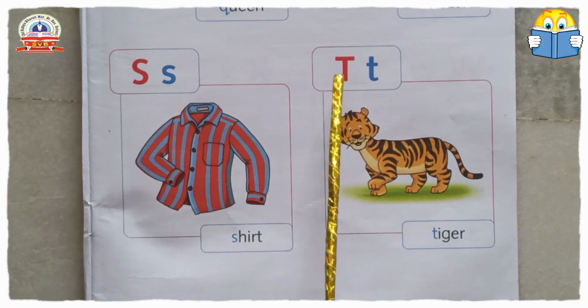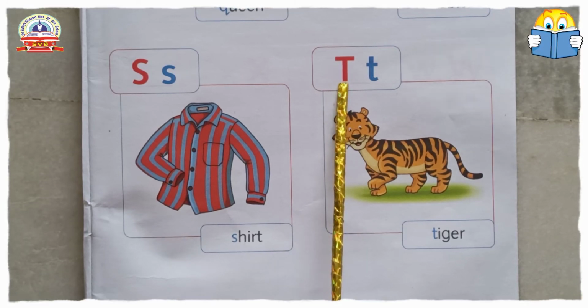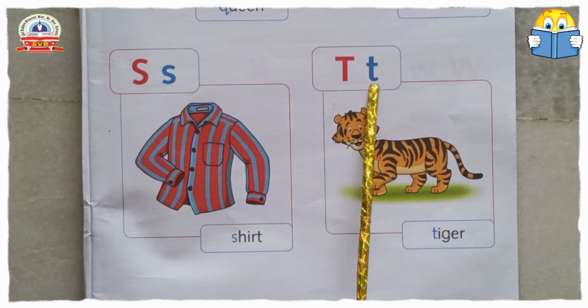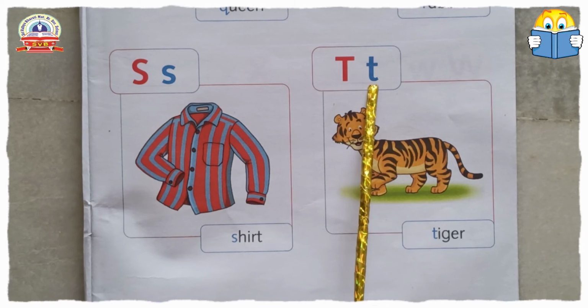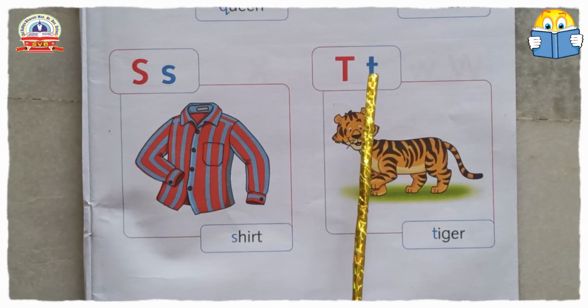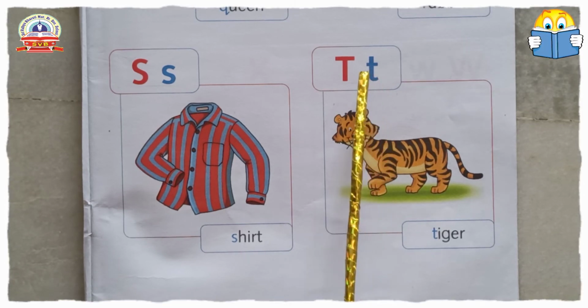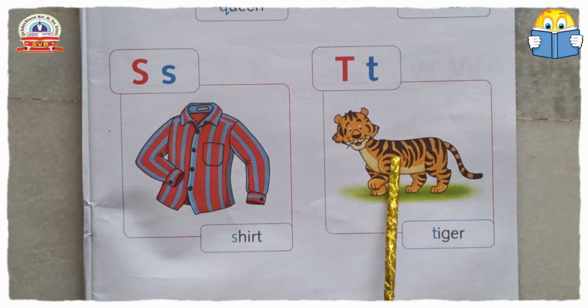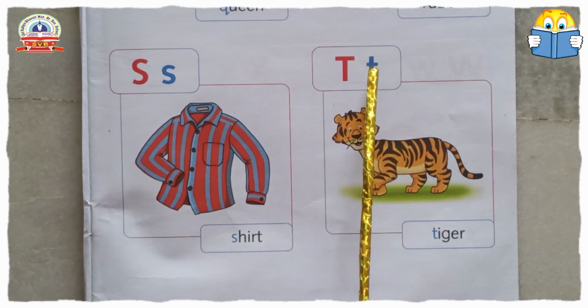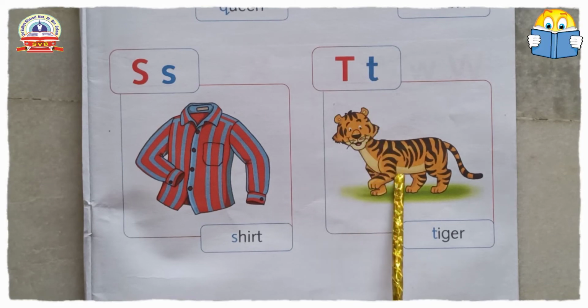Now see the next letter. T. This is capital letter T. This is small letter T. Sound of T is T. Tiger. Good children.